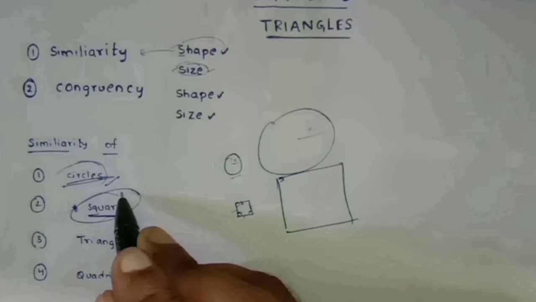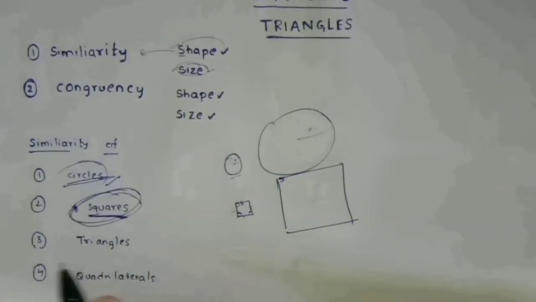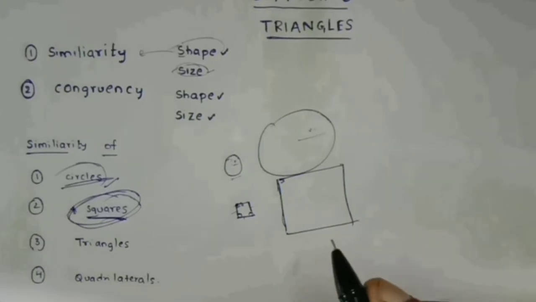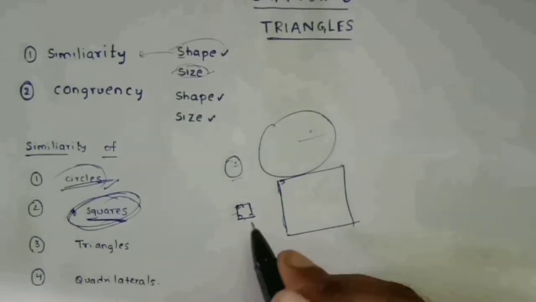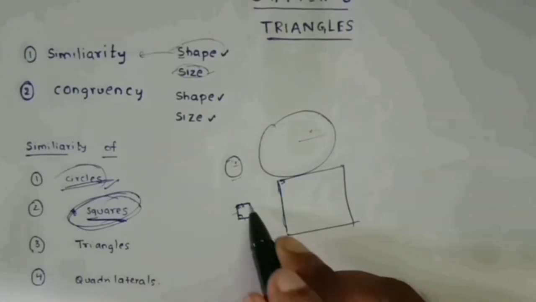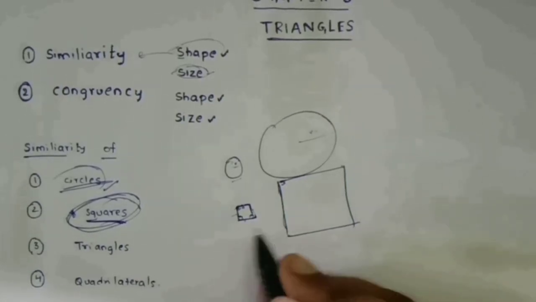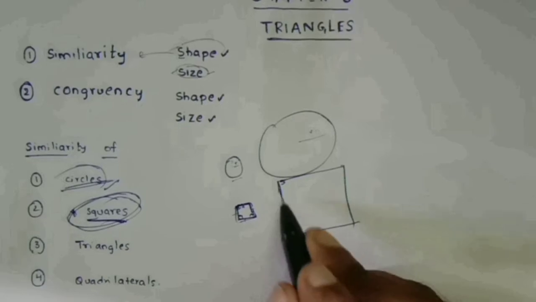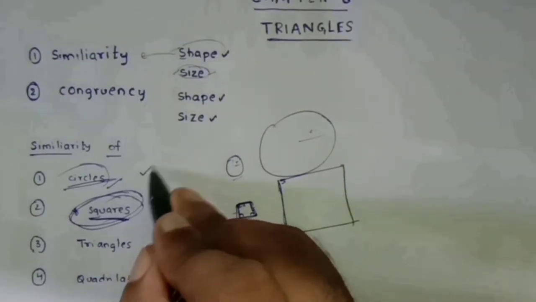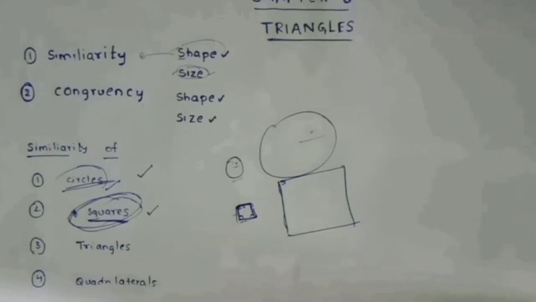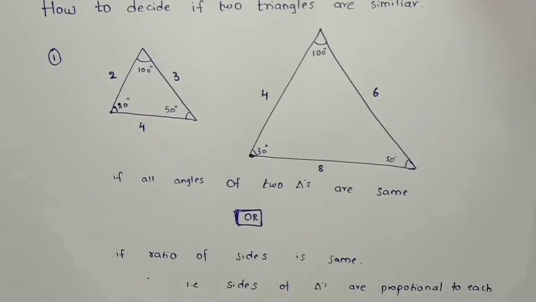Now, let us consider similarity of squares. There is a smaller square and there is a bigger square. No matter what the side of a square is, two squares are always similar to each other. That means two squares will have the same shape no matter what their side is. So two circles are always similar to each other and two squares are always similar to each other.